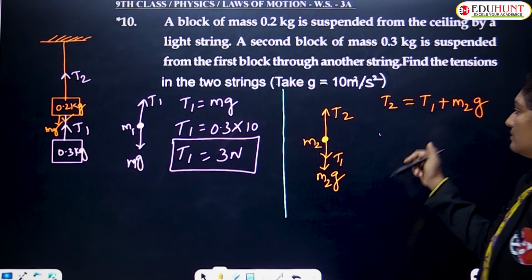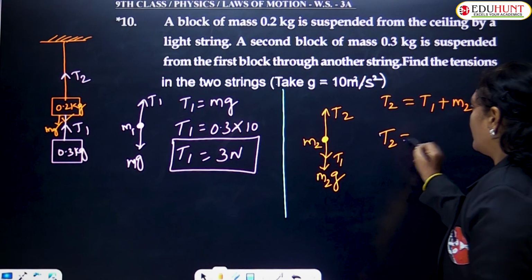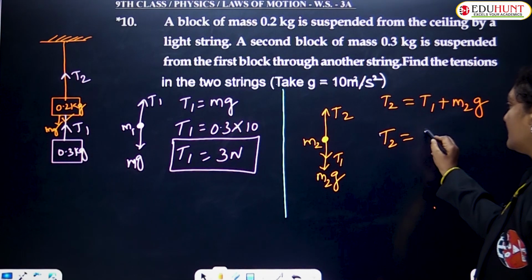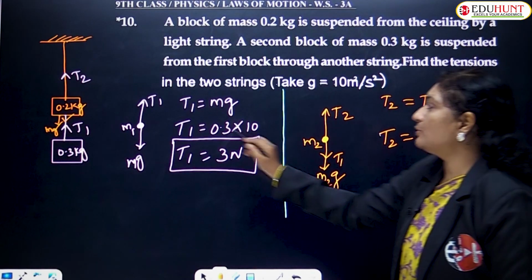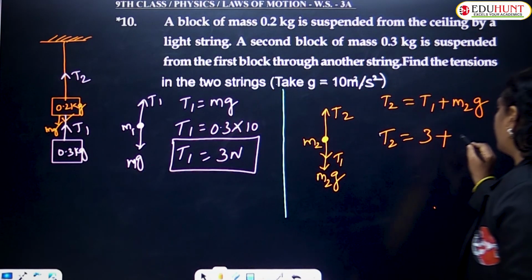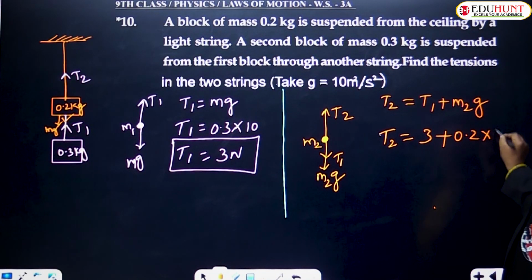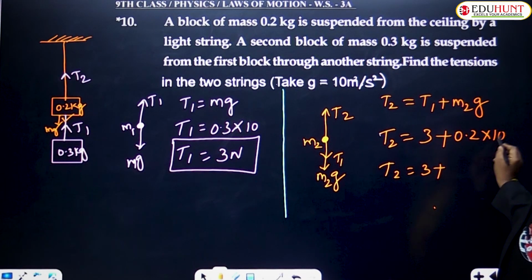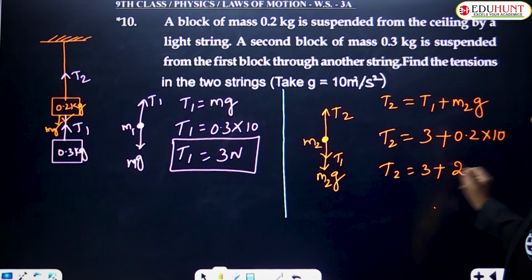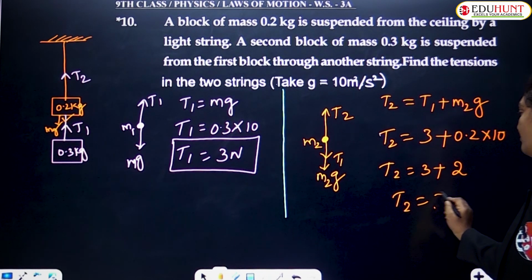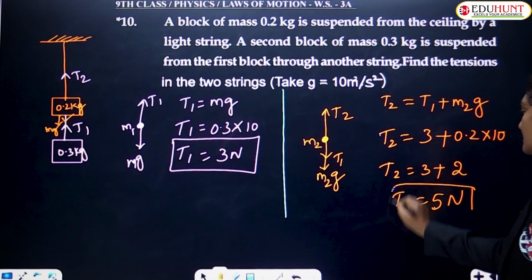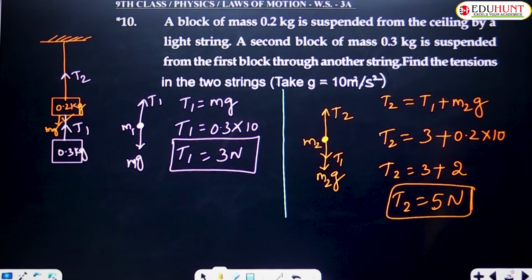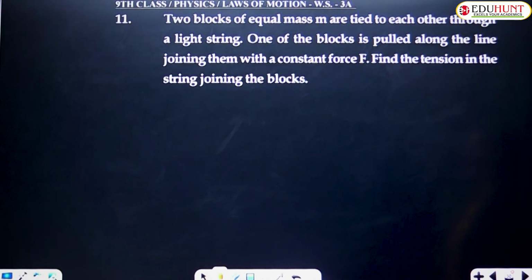Now you are asked to find the value of T2. So T2 must be equal to, what was T1? We already found it as 3, plus the mass m2, how much is it? 0.2 kg, into the value of g, which is 10. So T2 is equal to 3 plus 0.2 into 10, that is 2, so T2 is equal to 5 Newton. Hence, the two tensions are 3 Newton and 5 Newton respectively. So all clear? Let us move to the next question, that is the 11th one.